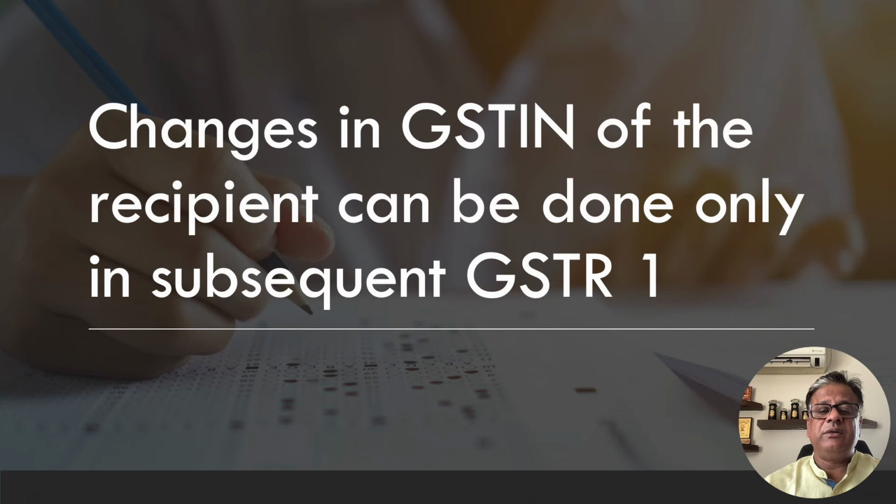One thing we have to keep in mind, any change in the GSTN number of the recipient cannot be made in GSTR 1A. So if you have made a mistake of mentioning a wrong GSTN number of the recipient in GSTR 1, that can be rectified only in the subsequent period of GSTR 1 and not in GSTR 1A.